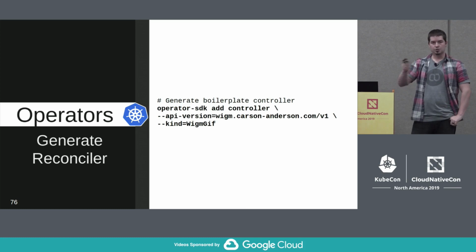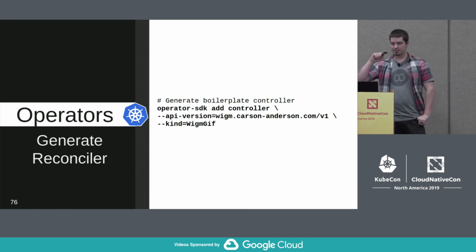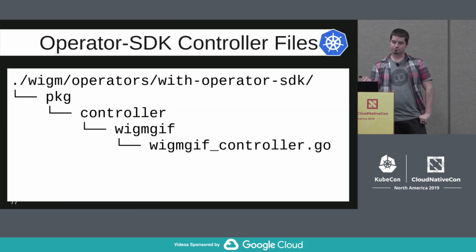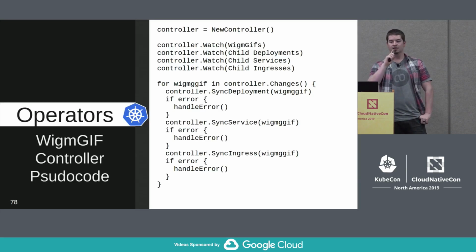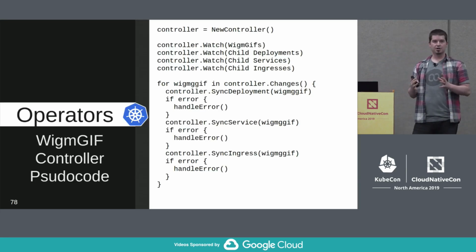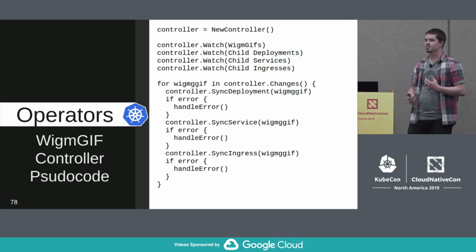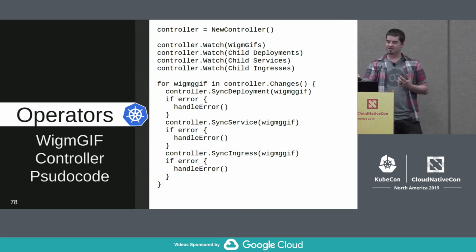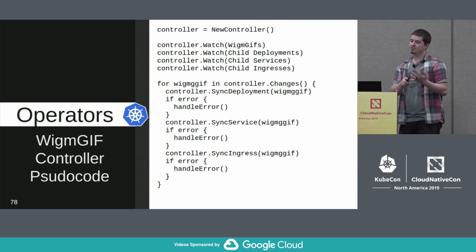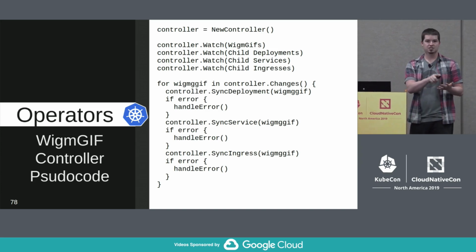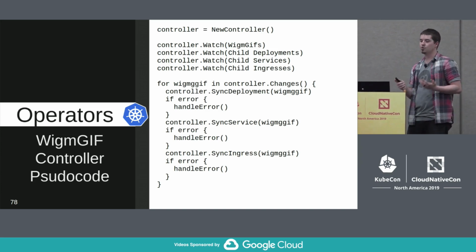Now let's make our reconcile loop for our WIGM GIFs. We generate that with the boilerplate generator here, and it would primarily make this WIGM GIF controller file. If we look in here, there's some pseudocode. This is what the controller does. I'm not going to bore you with the details. I just want to show you what it does. It's what Metacontroller does. In fact, if you look at it, it says, watch the parent GIF and then the child deployment, service, and ingress, just like Metacontroller. We just write that code.